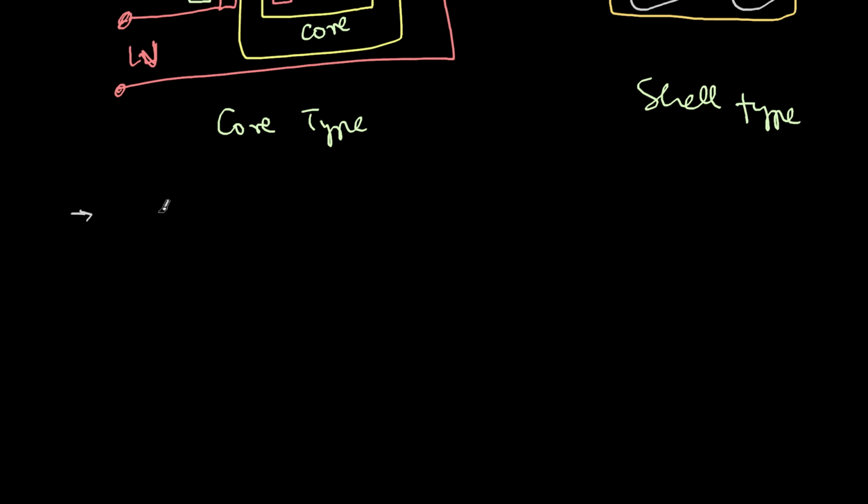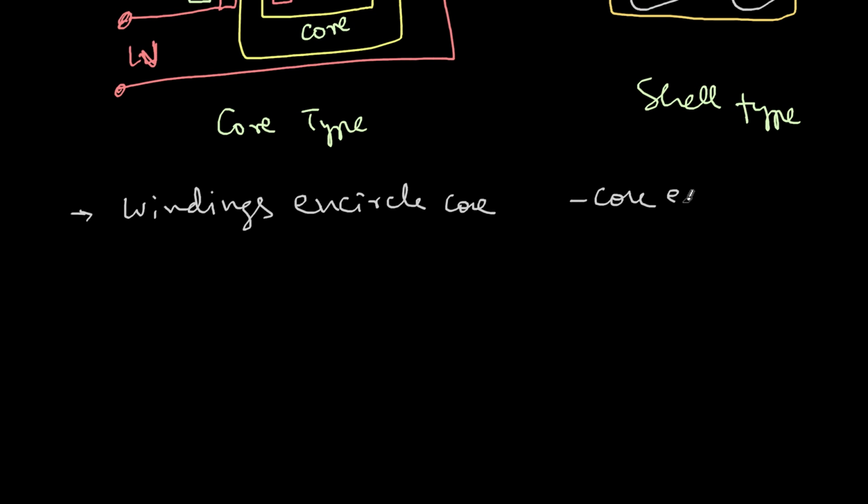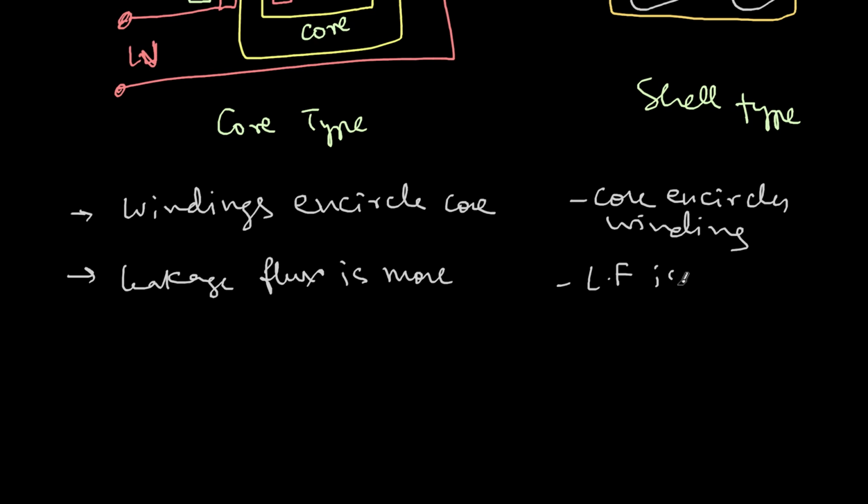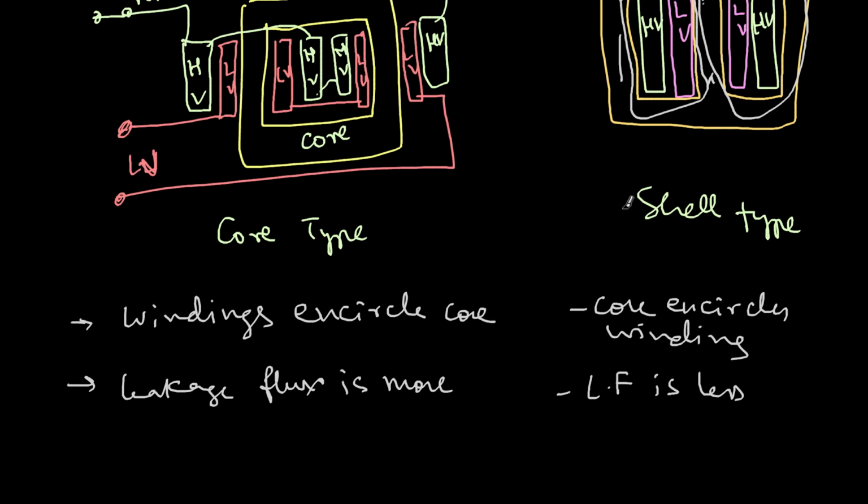So core type is, as you have seen, easy to construct because I just have to wind the windings and then I can do that. So in core type, windings encircle core, whereas in shell type, core encircles winding. So here there will be relatively poor linkage of flux, or I could say leakage flux is more. Of course, when I say more, it is not like too much leakage flux, but relatively compared to shell type. So leakage flux is less in shell type because you can see based on the construction, it is like that.